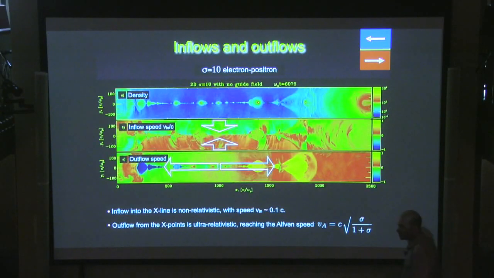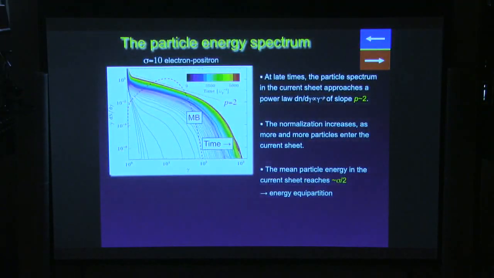The basic question that we started from is: is this configuration capable of accelerating non-thermal particles? And the answer is yes. If you measure the spectrum from the reconnection region, you find that it's not consistent with a Maxwellian, but rather similar to a power law with an index equal to 2. Over time, the normalization increases just because more and more particles are advected into the current sheet. And the maximum energy also increases with time.